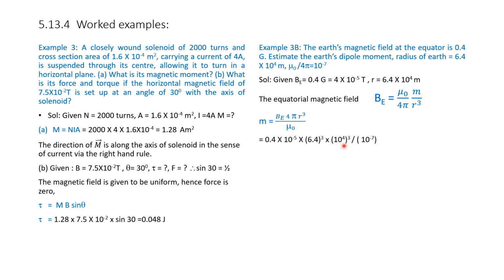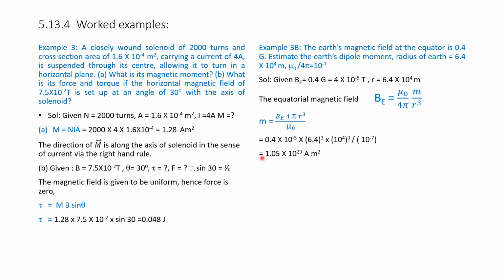And r is 6.4 × 10^4. Here we have the parameter r³. So r³ is (6.4)³ into (10^4)³, divided by μ0. We have written μ0 is equal to 4π × 10^-7. So 4π gets cancelled and we will write 4 × 10^-7.